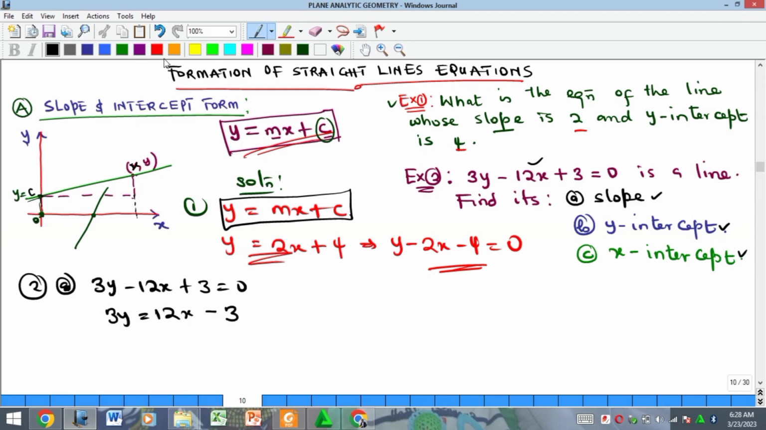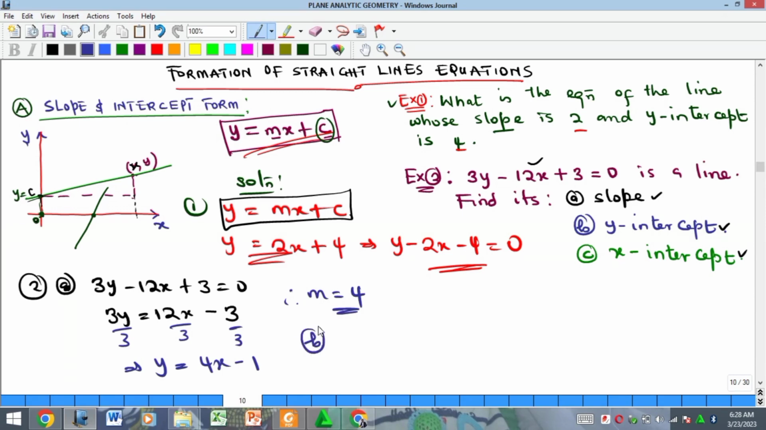So I'll divide through now by the coefficient of y, which is 3. If I divide everything by 3 here, I get that y alone is equal to 4x minus 1. Immediately everything you want shows up. So our slope in this equation is actually 4.